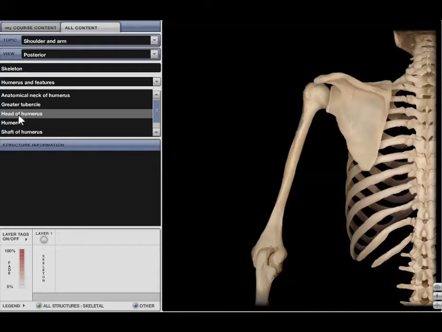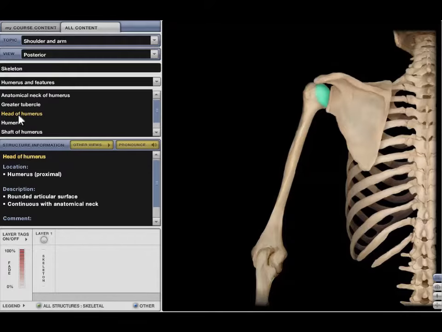One of the most prominent markings in the humerus is the hemispherical head of the humerus, and I've highlighted that here in blue. The head is a round feature on the epiphysis of the humerus, and it articulates here at the glenoid fossa, also called the glenoid cavity of the scapula, and this articulation forms the glenohumeral joint.